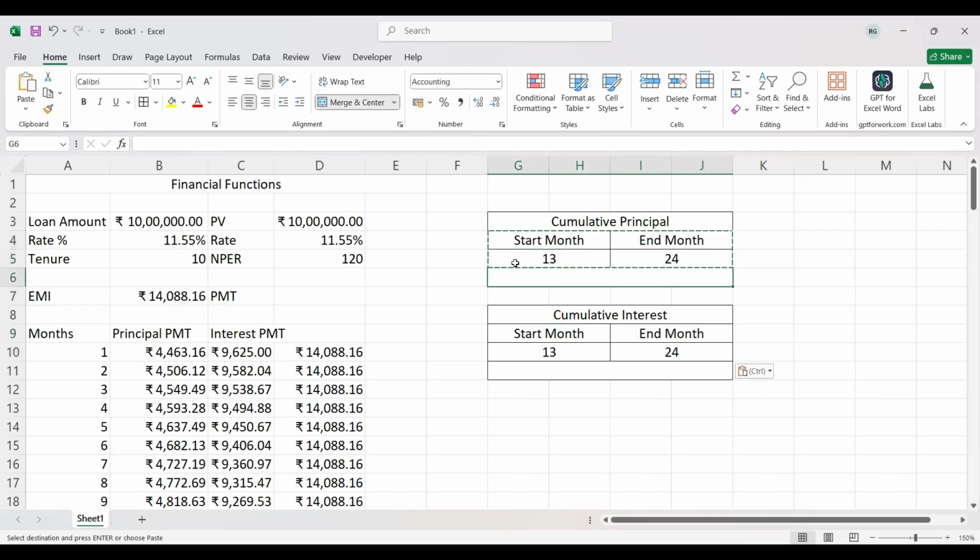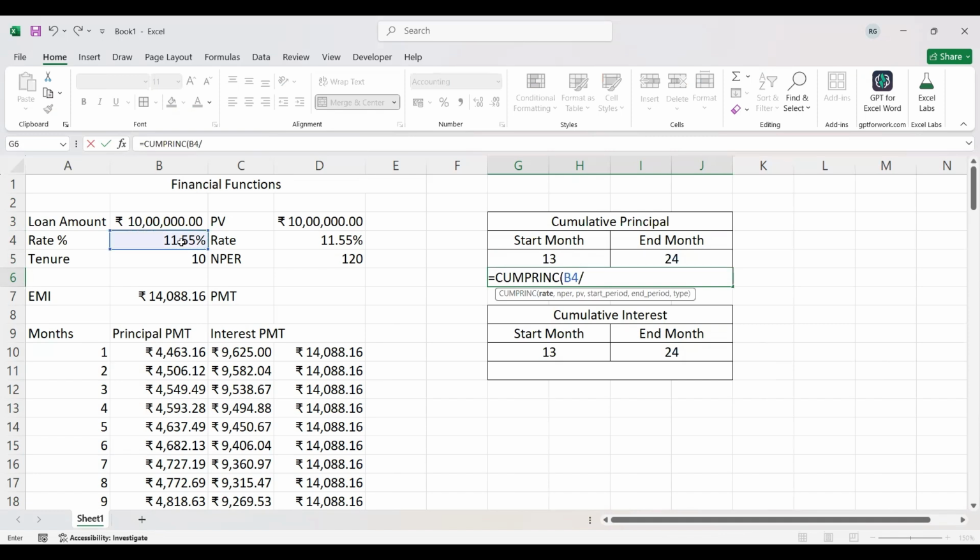Now here I'm going to use cumulative principal, so it is equal to CUMPRINC. Now first I have to give the rate, so here we have the rate divided by 12. NPER is over here, into 12.